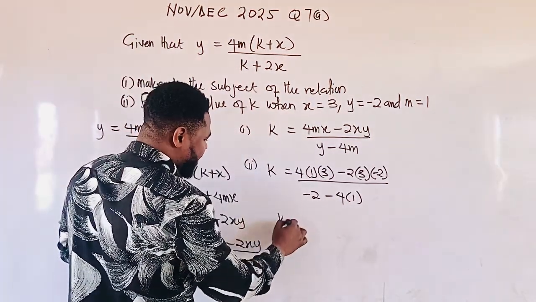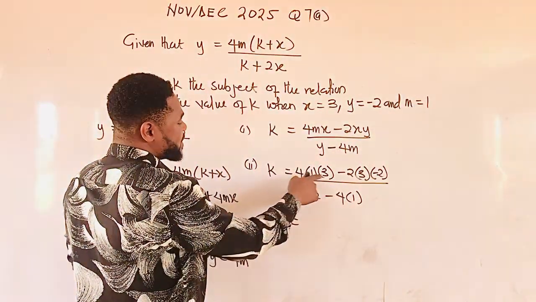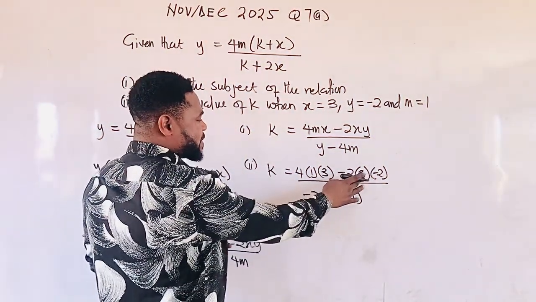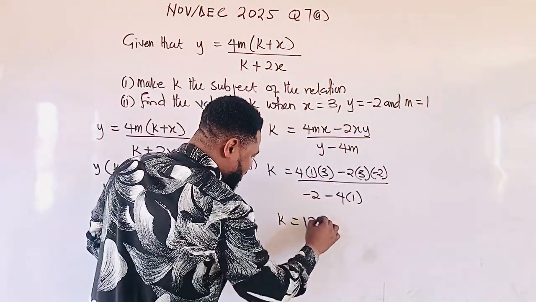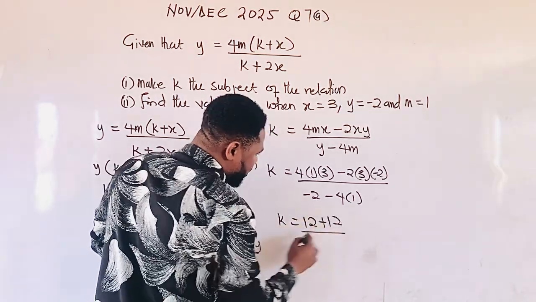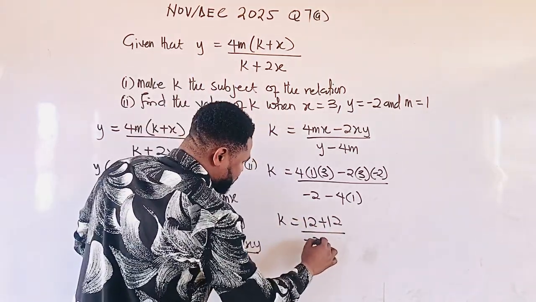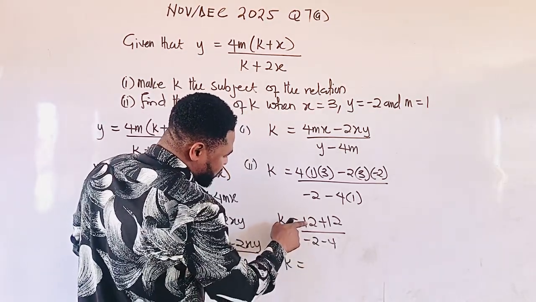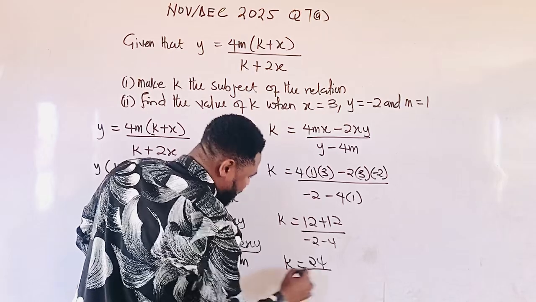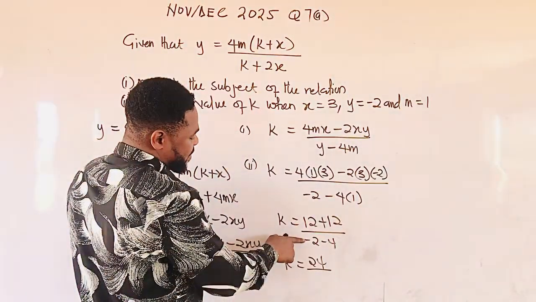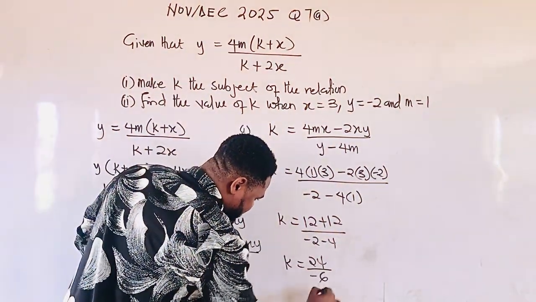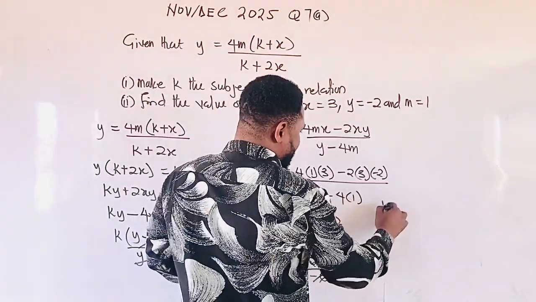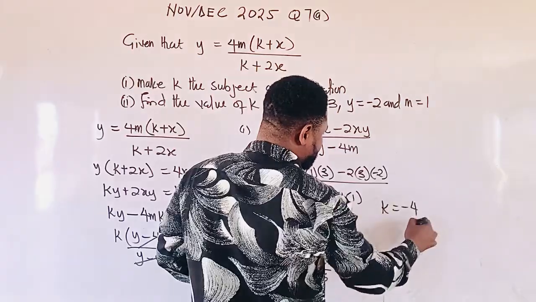So we also simplify this. 4 times 1 times 3 will give us 12. And minus 2 times 3 times minus 2 will give us positive 12. All divided by negative 2 minus 4. So we have k equal to 12 plus 12 will give us 24, all divided by minus 2 minus 4 will give us minus 6. So 24 divided by minus 6, our k is going to be minus 4.